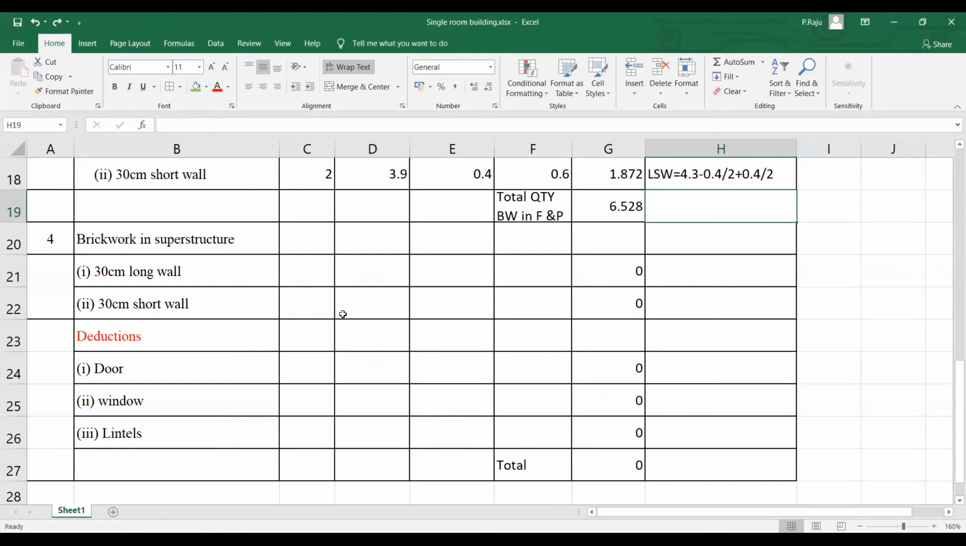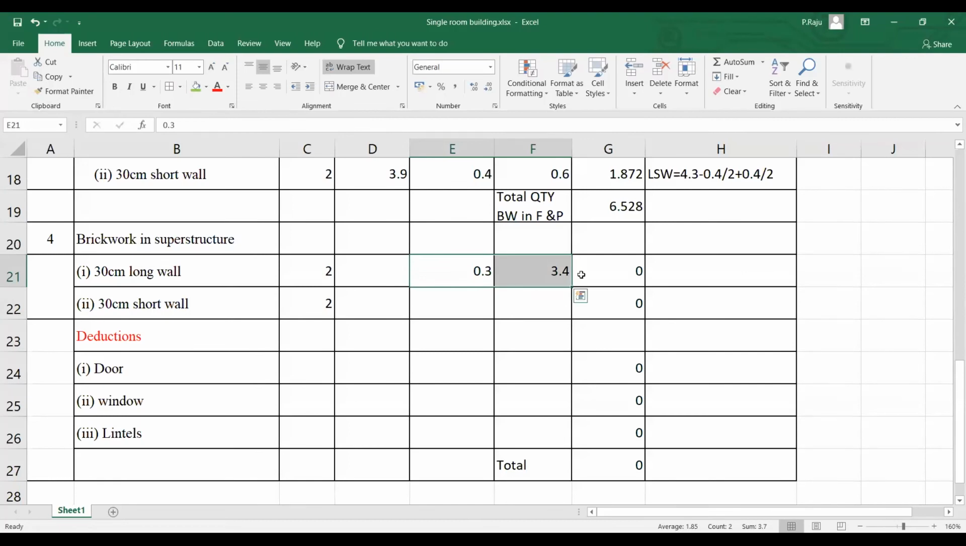Brickwork in superstructure. Can someone tell me what is the breadth and height of brickwork in superstructure? Breadth and height in the chat box. 0.3 meters by 3.4. Very good. So the width of the superstructure is the immediate plan. The plan which you are seeing is directly the brickwork in superstructure. So 0.3, which is the thickness of the wall, and the height is 3.4 meters.